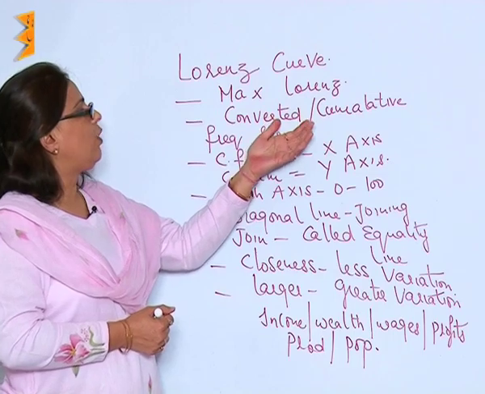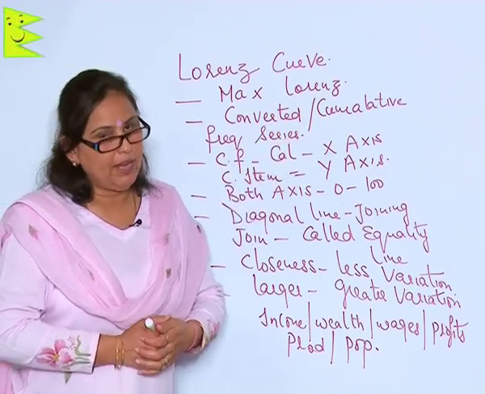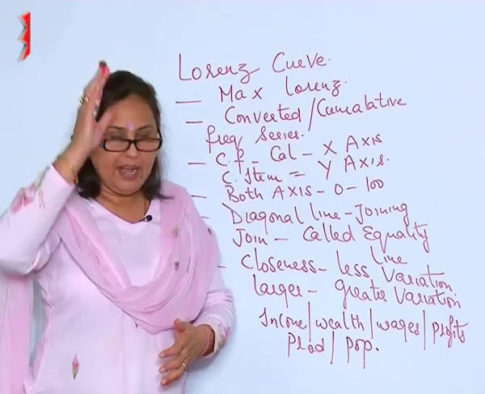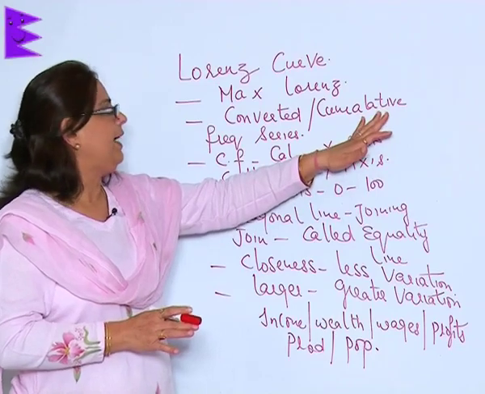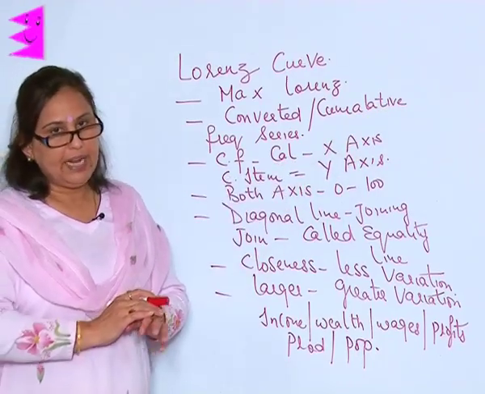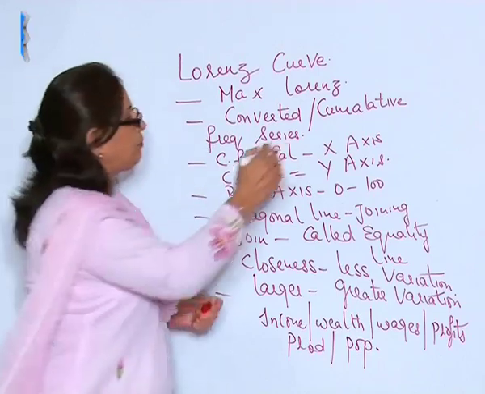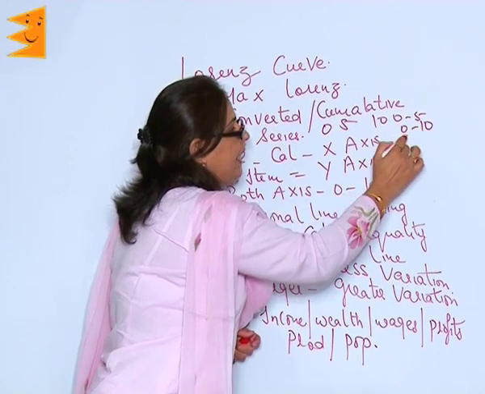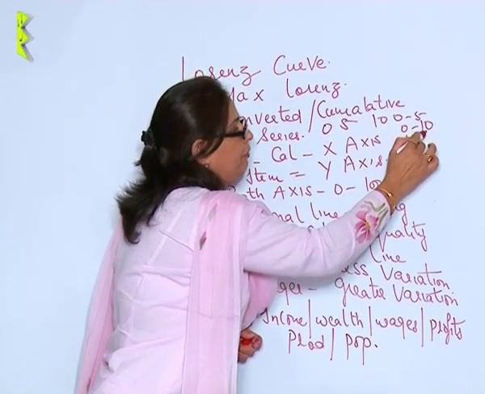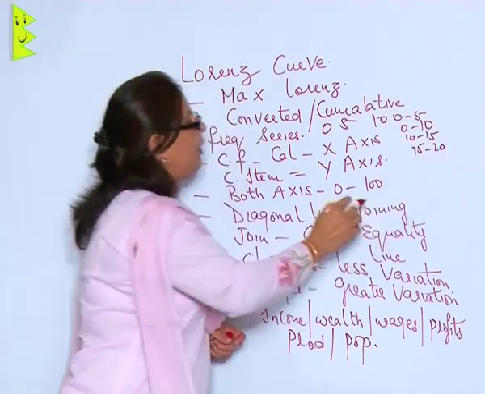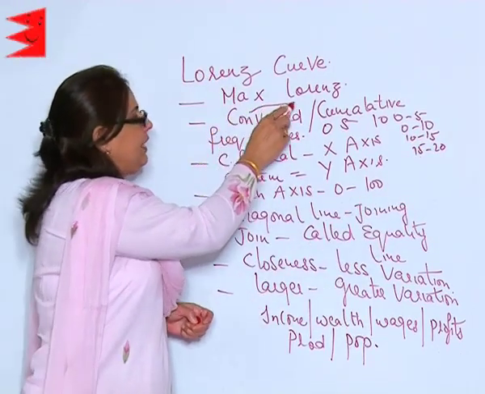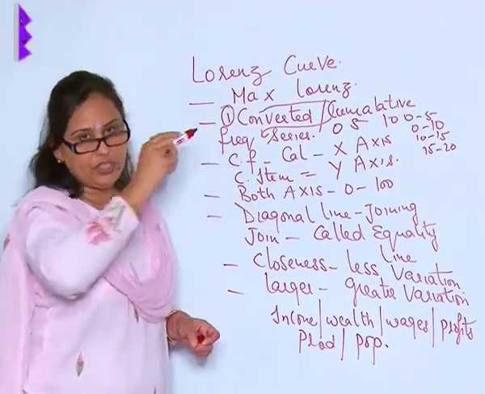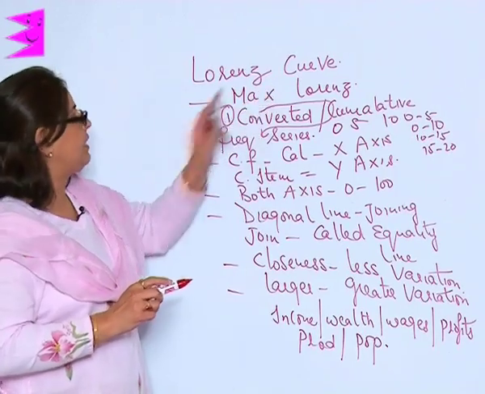To construct this Lorenz curve, the method which we apply is, the first step is we convert the entire series into the cumulative frequency series. That is, supposing it is 0, 5, 10, so you are going to do 0 to 5, 0 to 10, and from 10 to 15 and 15 to 20 and so on. That is, converting the series into the cumulative frequency series is the first step involved in making a Lorenz curve.